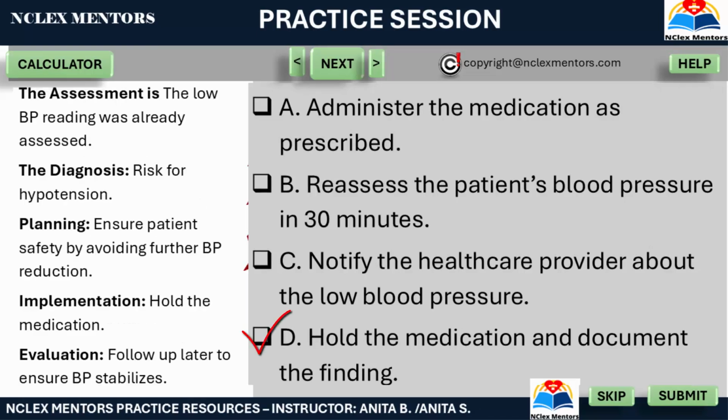Here, the correct answer is option D, hold the medication and document the finding. So, if we use the ADPIE strategy in this question, the assessment is the low BP reading was already assessed. The diagnosis, risk for hypotension. Planning, ensure patient safety by avoiding further BP reduction. Implementation, hold the medication. Evaluation, follow up later to ensure BP stabilizes.